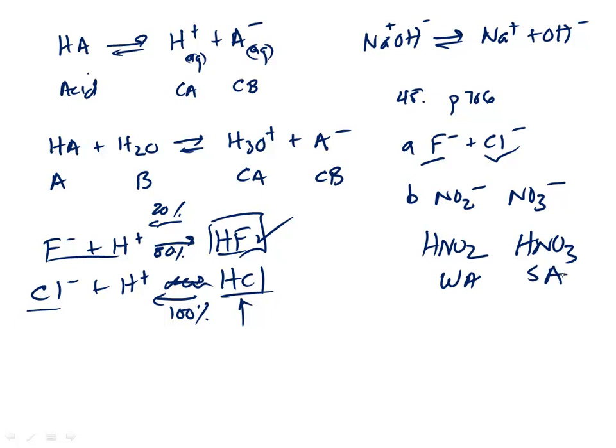So this one is not going to accept the hydrogen ion because we said this is a strong acid. It goes 100% ionized. But this is a weak acid. So yes, it is possible for the nitrite ion to accept the hydrogen ion and become the nitrous acid. So yes, this is the stronger base.